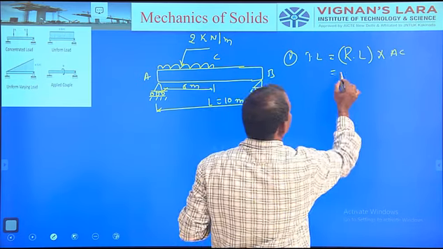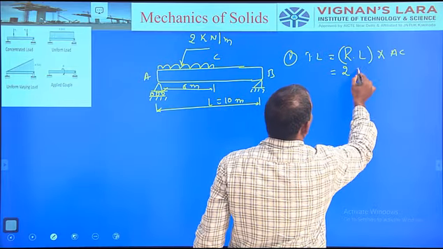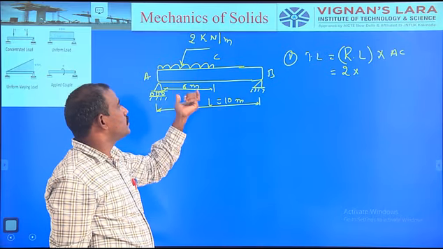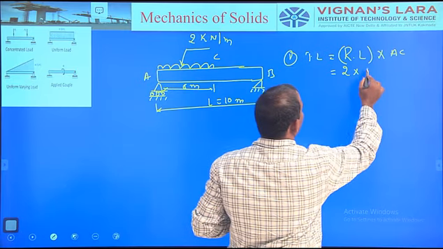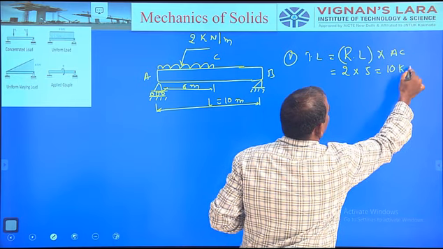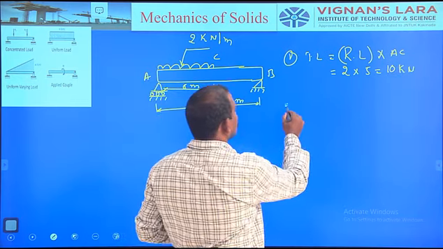So here we know that the rate of load is 2 kilonewtons and the load is distributed over a distance of only 5. Finally, the total load becomes 10 kilonewtons. This is the total load. Right? So the second one is the location.